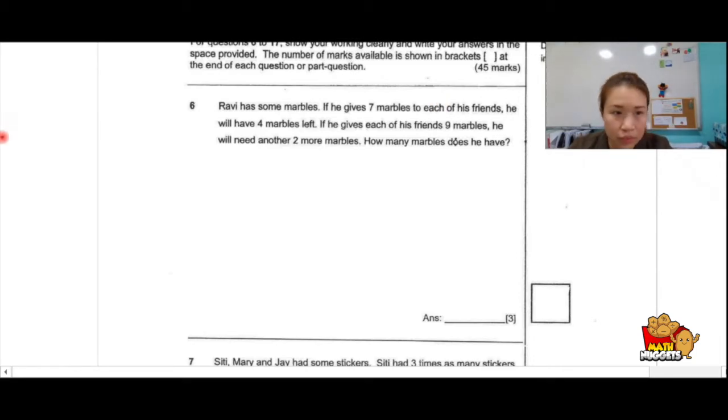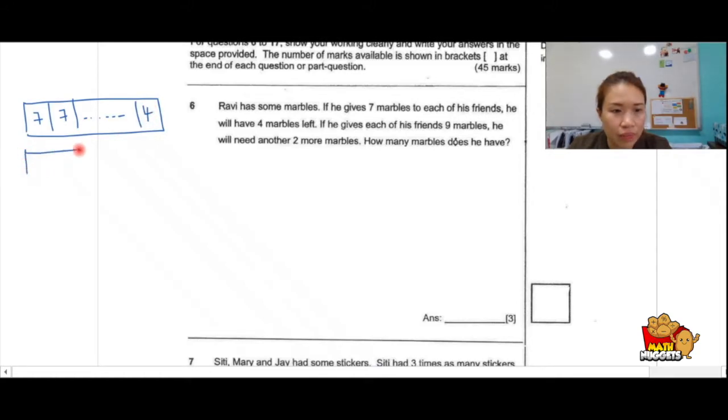Question 6, I'm going to try to draw the model. Ravi has some marbles. He gives 7 to each of his friends. We don't know how many friends. He will have 4 marbles left. Same number of marbles. If he now gives 9 to each of them, he will need another 2 more. He will not have enough.